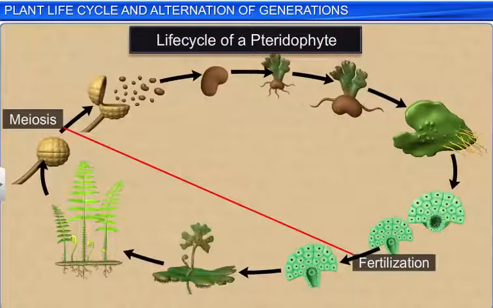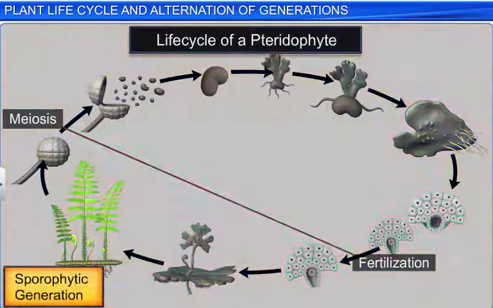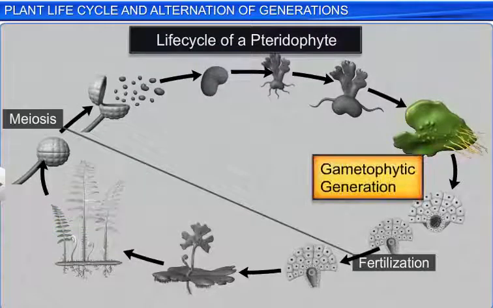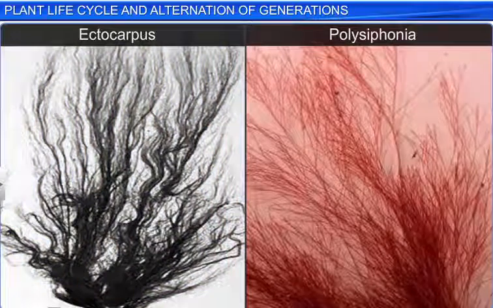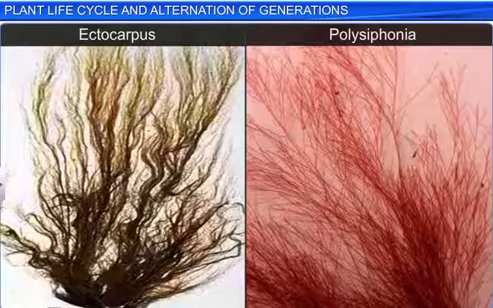In pteridophytes, the photosynthetic sporophyte with vascular tissues is the dominant phase that alternates with the haploid, independent, multicellular, saprophytic or autotrophic gametophyte. Apart from bryophytes and pteridophytes, certain algae such as Ectocarpus and Polysiphonia also exhibit the haplodiplontic life cycle.